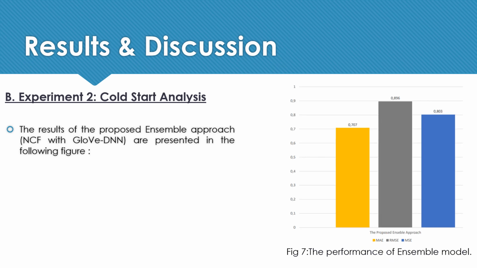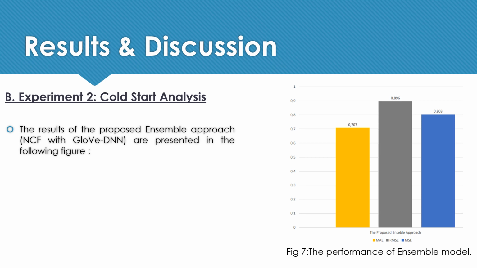As we can see in this figure, the proposed ensemble approach outperforms both individual models, GloVe DNN and neural collaborative filtering, in this cold start analysis, achieving an MAE of 0.70, RMSE of 0.89, and MSE of 0.80.